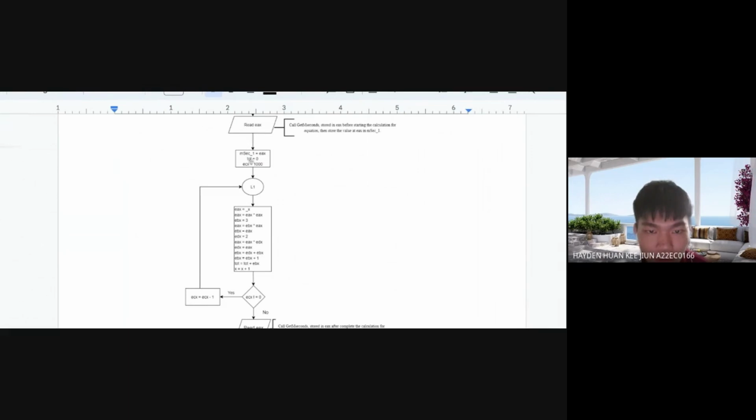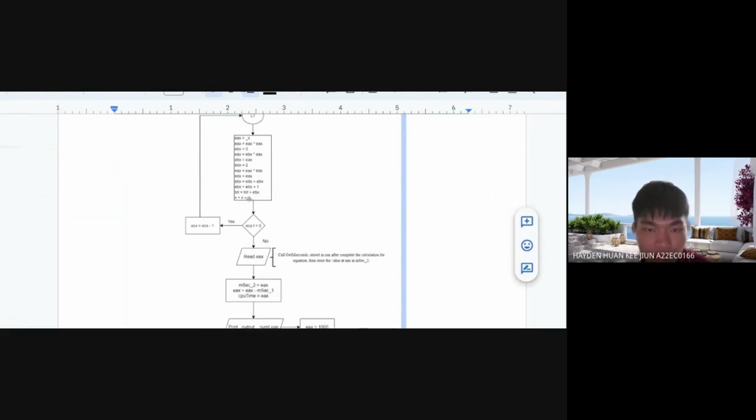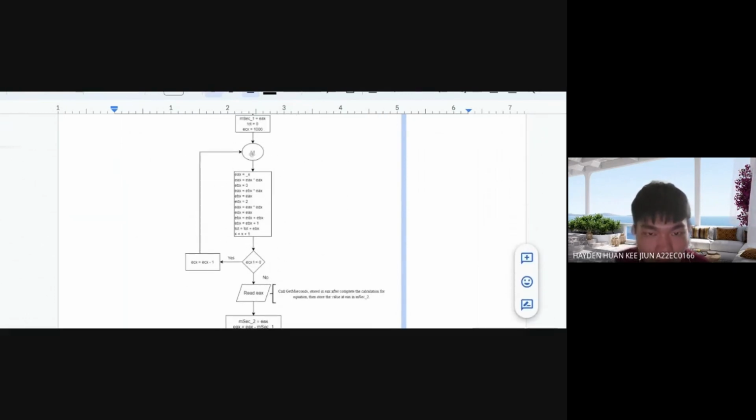Then I go into the looping section, this part. Inside this loop, it represents an equation, which is y equals 3x squared plus 2x plus 1. Then it will loop 1000 times.